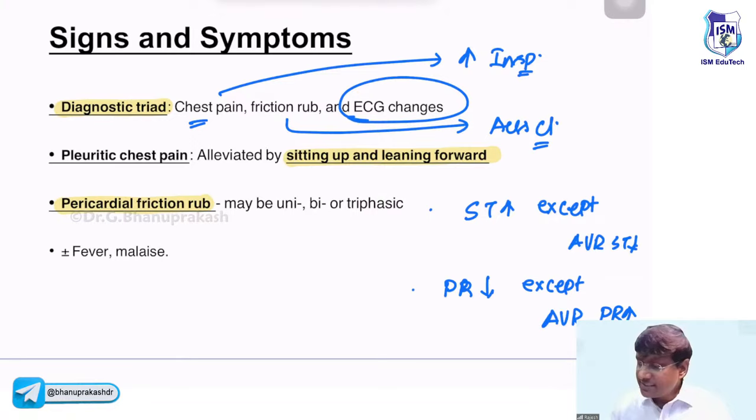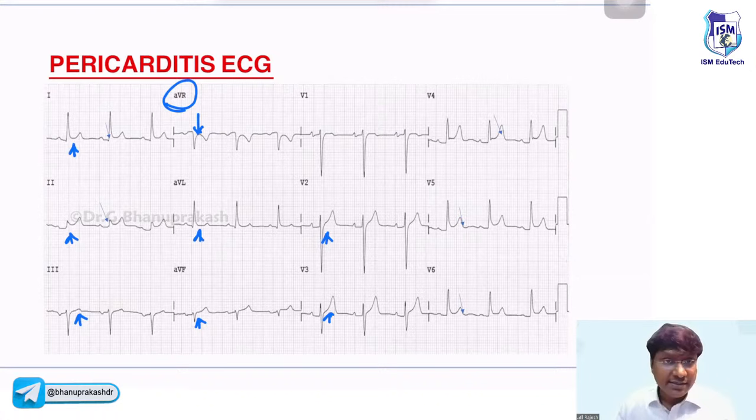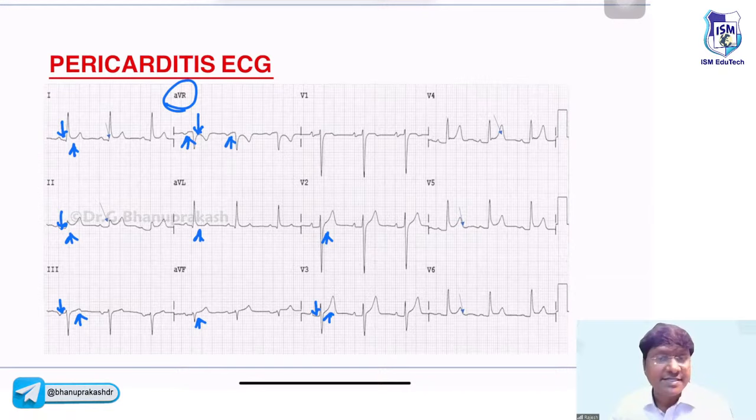You can observe that in all the leads, you have ST segment elevation, and the shape of the ST segment elevation is concave. But only in aVR, you have ST segment depression. And the other one is the PR segment. It is depressed in all the leads, and only in aVR will you notice that the PR segment is elevated. Okay, so that is about acute pericarditis ECG.